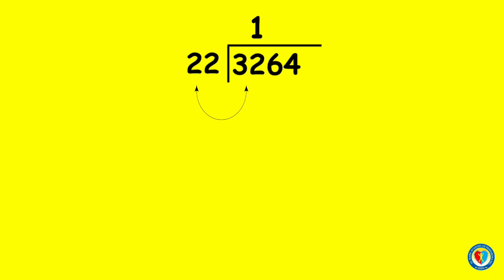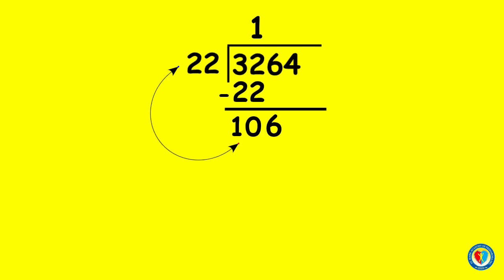Write 1 in the quotient above 2. Then, multiply 1 times 22 equals 22. Write 22 below the number 32. Next, subtract 22 from 32, which is equal to 10. Now, bring down the next digit, which is 6, to get 106. Divide 106 by 22.